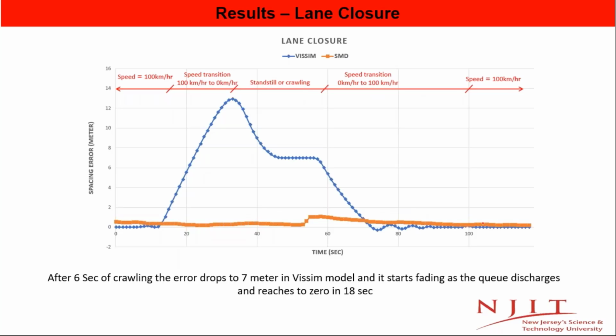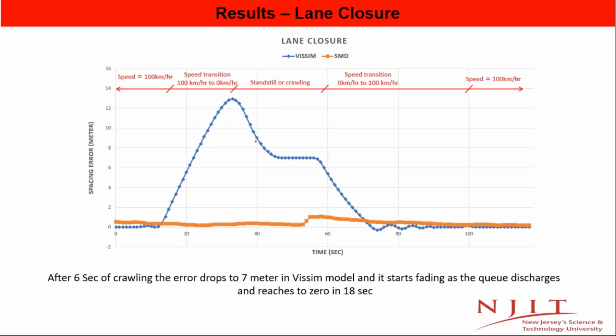The third scenario is queue formation and queue discharge, which is followed by lane closure. In this scenario, the vehicles are moving at a speed of 100 km per hour. Then they face a queue. They have to shift to a standstill or crawling phase. An error of 30 meters is observed in the Vissim built-in module at the beginning of a standstill or crawling phase.